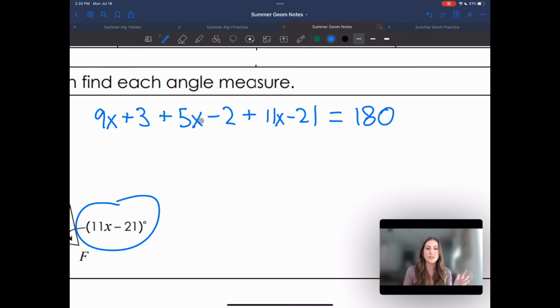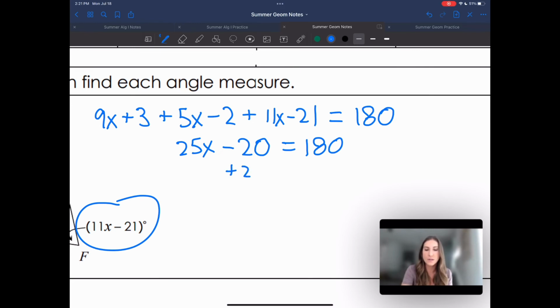Okay, so now you're just going to simplify this whole side here. Okay, so look for your like terms, right? We have 9x, 5x, 11x. We can add together. What's that going to give us? 25x. Yeah, 25x, okay. And then you've also got 3 minus 2, which would be just 1, minus 21, which is going to give us negative 20. So minus 20. So just careful with combining like terms right there. All equals 180, and now super easy to solve.